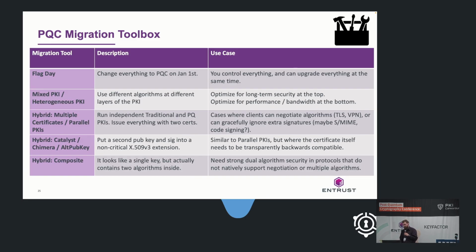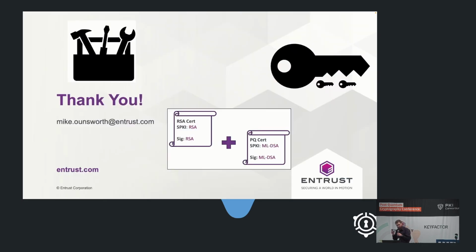If you're doing non-negotiated protocols, then you're looking at either the hybrid Catalyst, Chimera, AltPub, whatever that thing's called, with all the complexity of how do you actually use it, or you're looking at composite. So it's a toolbox. At IETF, we're trying to standardize all of these things so they all have stable, mature standards, and then we can let the community decide which tool best fits the migration problem you're trying to solve. And you may end up using more than one of these together at the same time. Some of these do couple nicely with each other. And I think that takes me to the end.